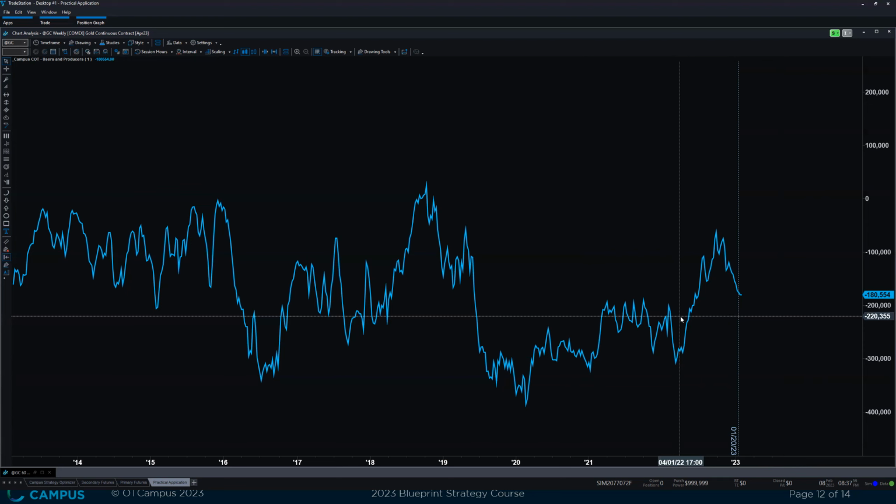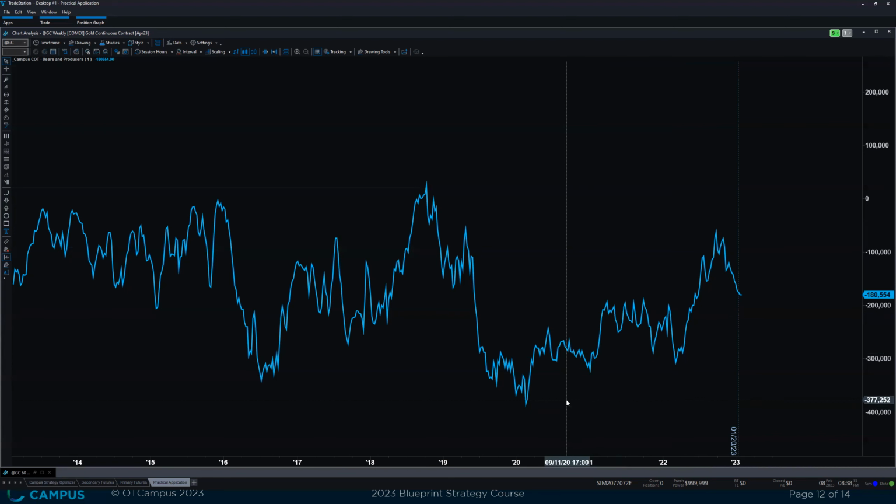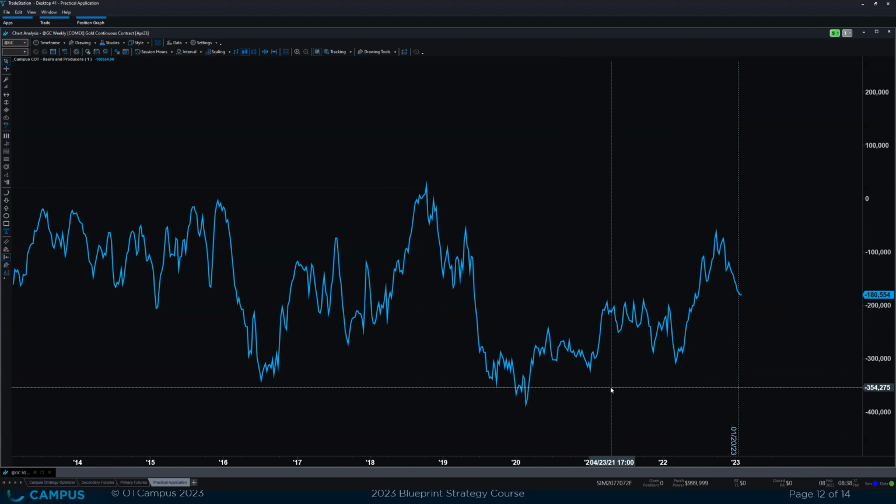if the commercials are buying at multi-year highs, could it be that they as a group are bullish? And if the commercials are selling or distributing at multi-year extremes, meaning the lower they go, the more they would distribute, the more they would sell, could it be that they are bearish as a group?